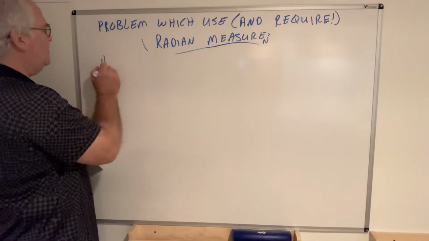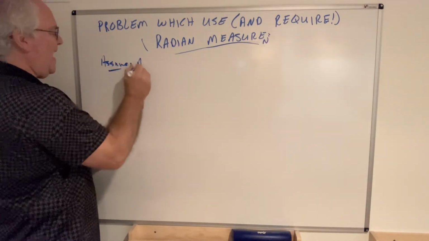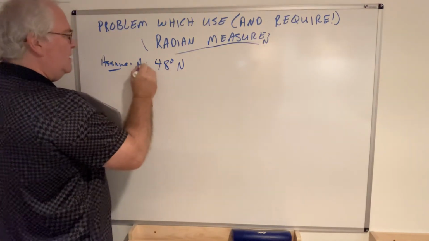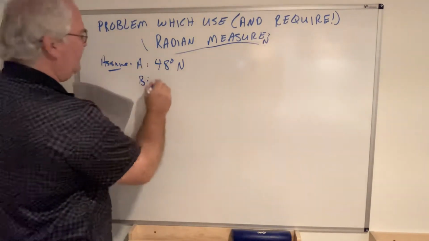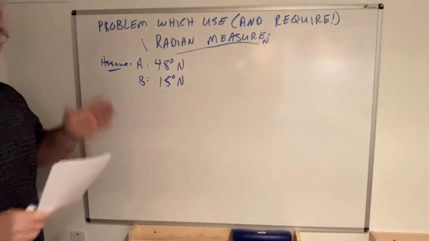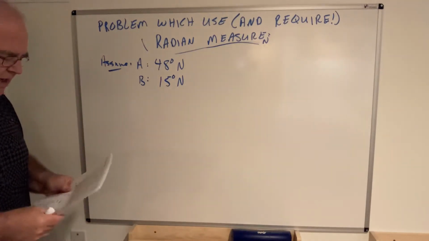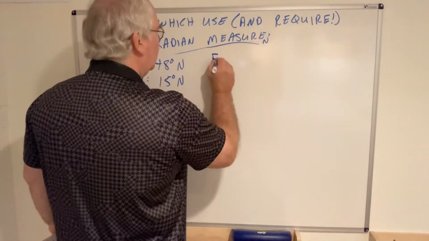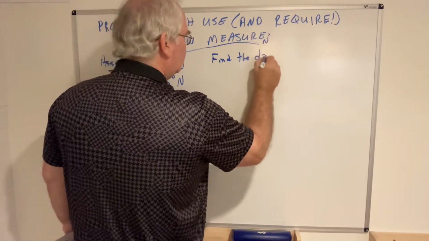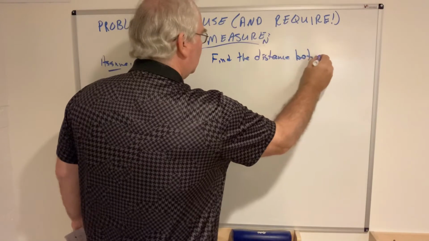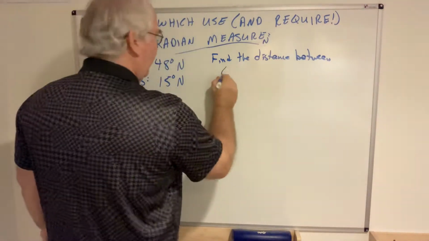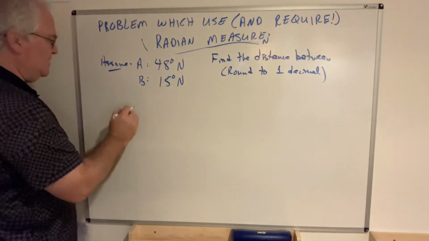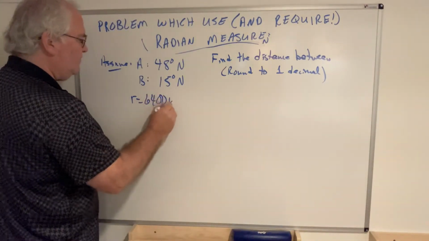So let's assume point A is 48 degrees north. What that means is north of the equator. And point B is, let's say, 15 degrees north. We assume in all these problems that they are north-south aligned, that they're on the same longitude. And we want to find the distance between them north-south. Let's round to 1 decimal place. And we also assume that R is equal to 6,400 kilometers.